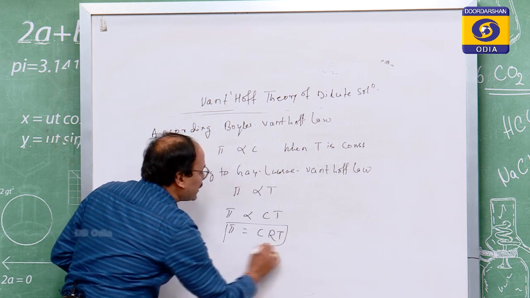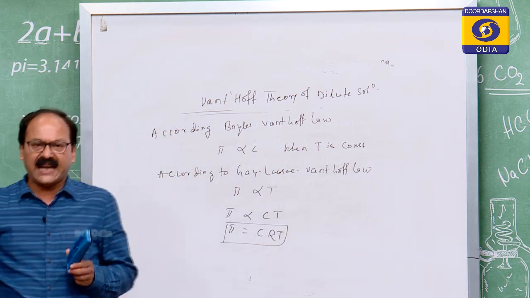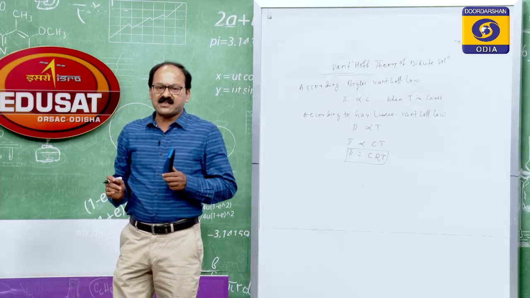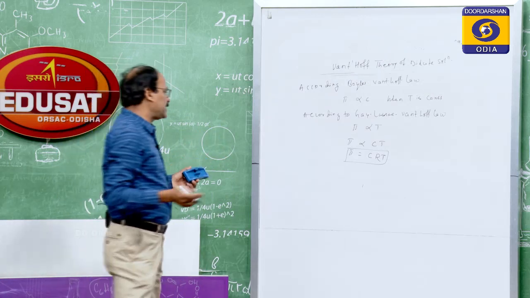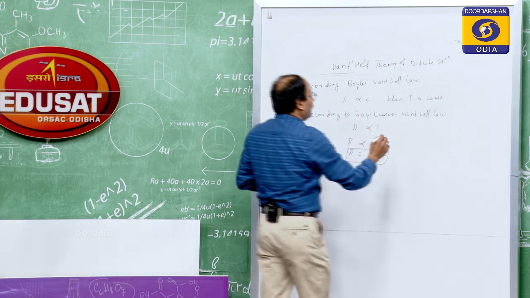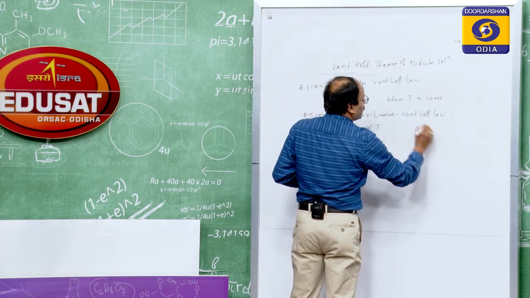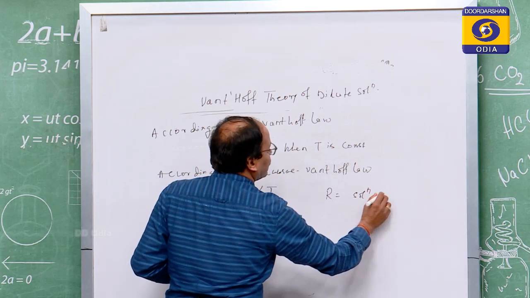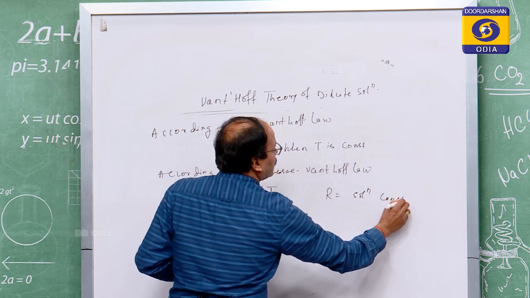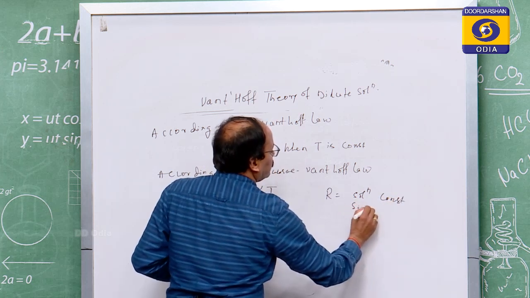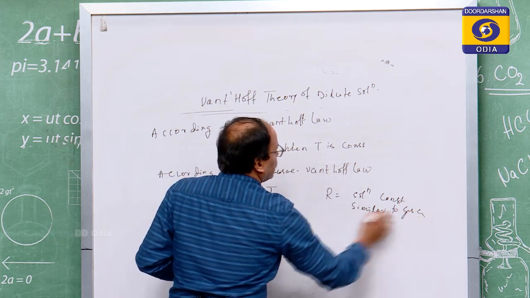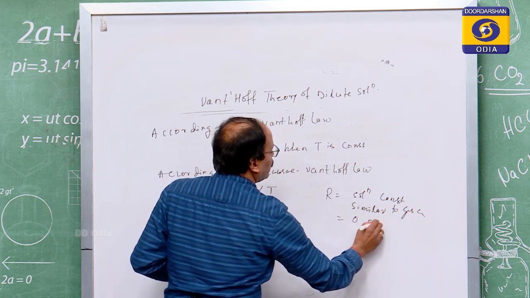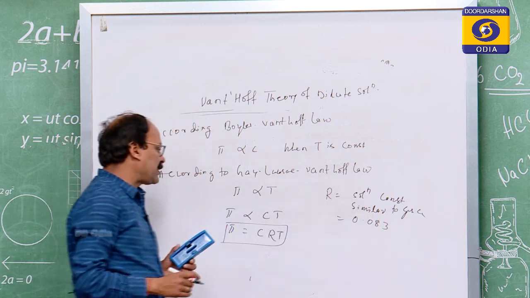What is R? R is a proportionality constant similar to the gas constant. Like the gas constant, here it is a solution constant. The value is the same, 0.083 liter atmosphere per kelvin per mole.